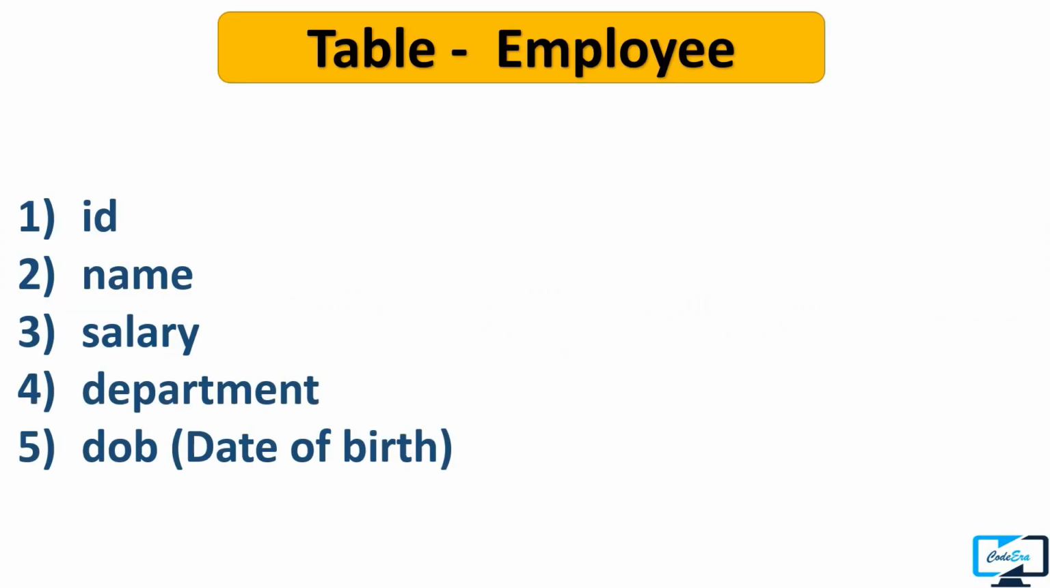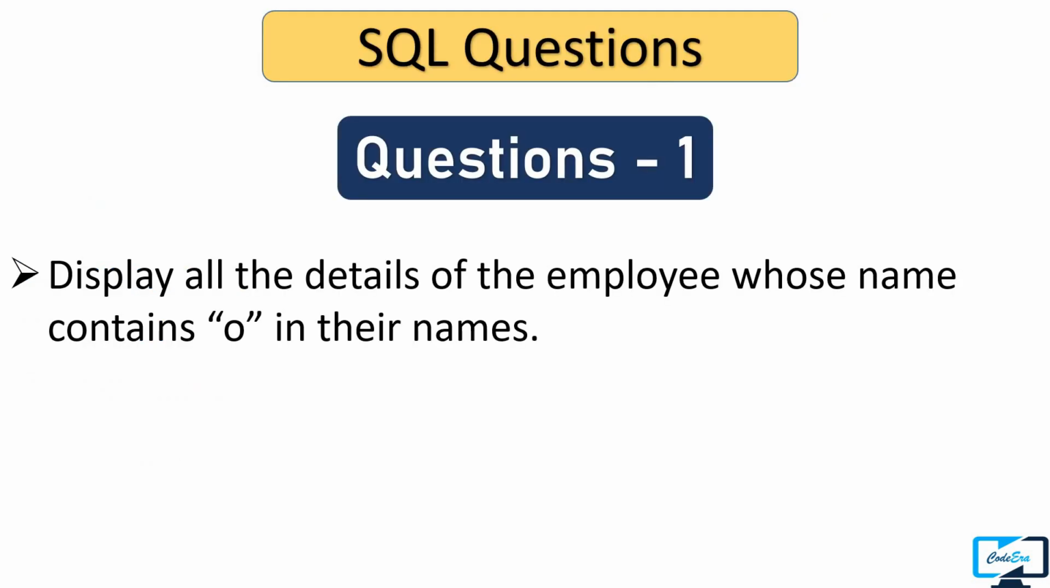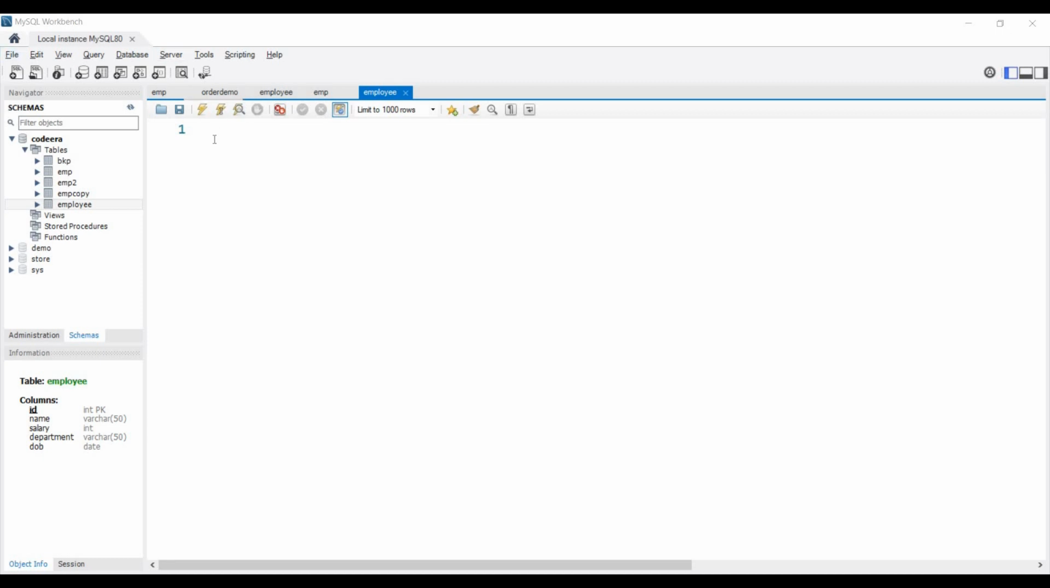So in our employee table we have these 5 columns, which are ID, name, salary, department and date of birth. So guys, our first question is display all the details of the employee whose name contains O in their names. To solve this query we will write select star from employee, and then we will use where clause. Then we will write our column name, which is name. After that we will use like operator, and in single quotes we will write our search pattern. So our search pattern will be %O%. So let's execute our query.